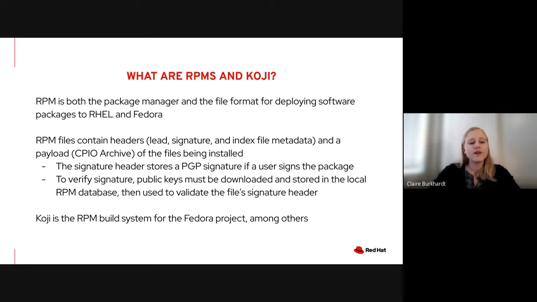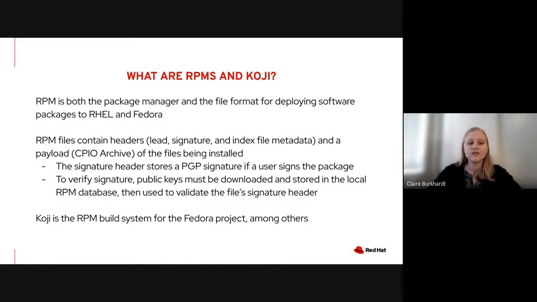RPM files themselves contain headers: you have a lead, your magic number for your RPM file, you have your signature, and then you have a file with index metadata about the package itself. Then after the headers, you have a payload, which is a CPIO archive of the files being installed. So that's a breakdown of the RPM file format.